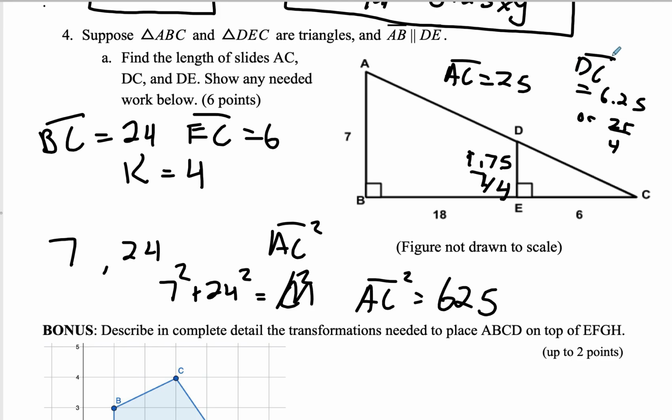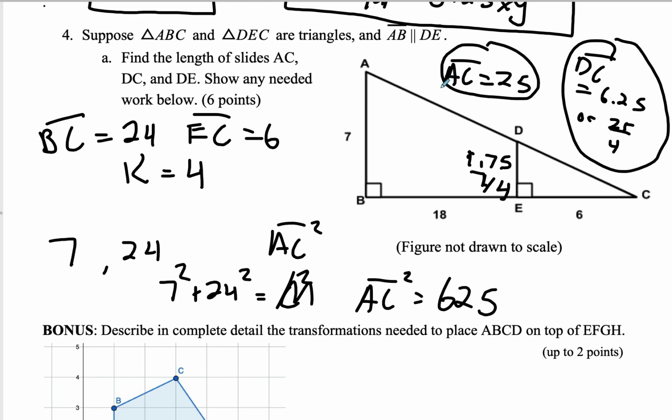So we have DC, again based on the scale factor, equaling 6.25 or 25/4. AC equals 25. That's just using the Pythagorean theorem in a sense. And then DE equaling 1.75, that's just again using the proportionality. So these two have the same logic, and this one here is the Pythagorean theorem. Please make sure you understood 3 and 4. Go back and rewind if needed, and then in a moment I will do the bonus problem.